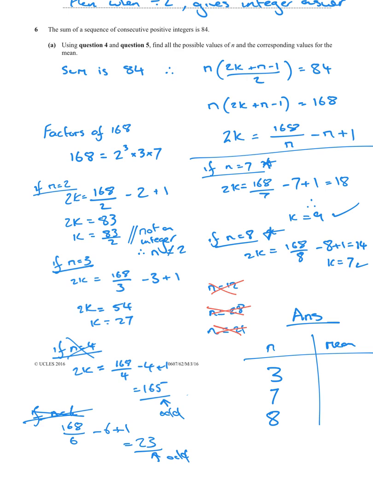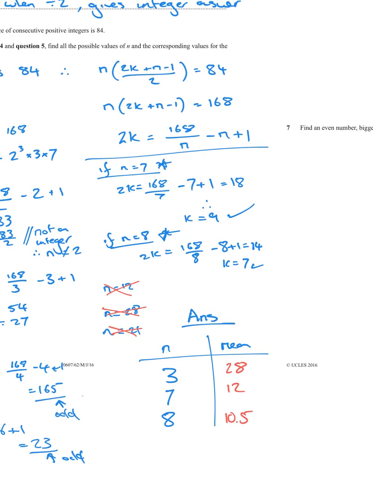To do that, I'm going to put my values for n and k into this thing to work it out, because that's what we said was our expression for the mean. And what that does is it gives us a mean of 28 to go with 3, a mean of 12 to go with 7, and a mean of 10.5 to go with 8. And there we are.